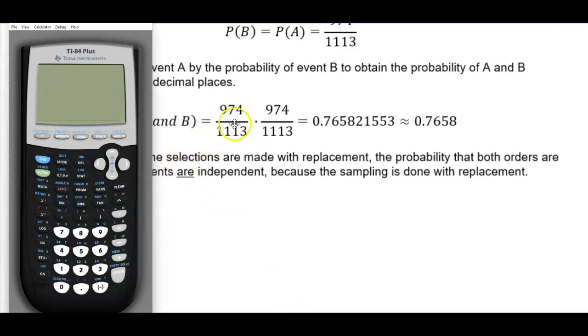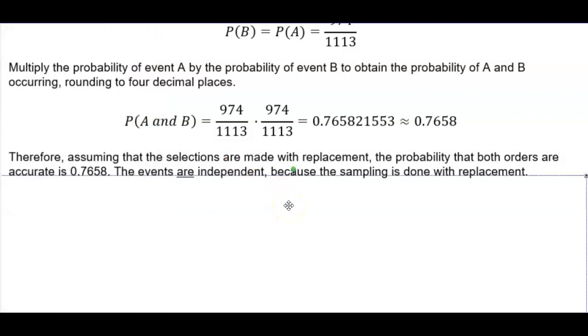Now keep in mind here, whenever you multiply these two together, what you're going to do is just make sure that you put in parentheses 974, divide that by 1,113, and then parentheses 974 divided by 1,113, and make sure you close the parentheses to give us that result. If you don't enclose those fractions with the parentheses, then your order of operations are going to be off according to your calculator. Now let's take a look at part B.